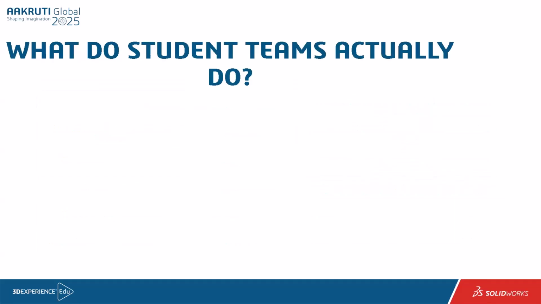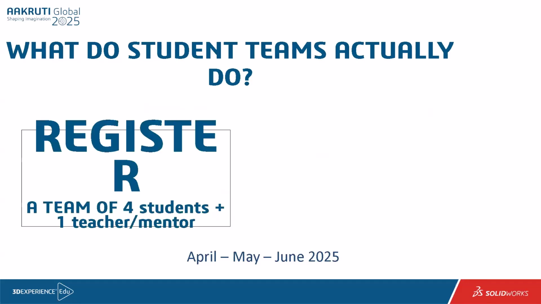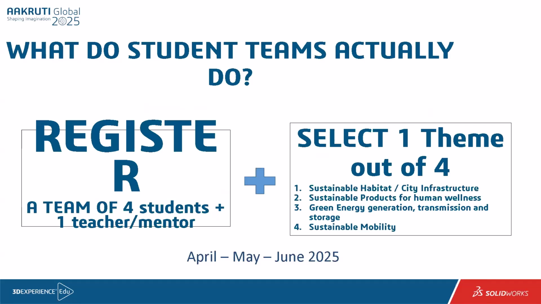So moving ahead, what do student teams actually do? So the first step is to register and choose your innovation direction by selecting one of our four sustainability focused themes. These themes will help you narrow your scope and spark ideas that create real world impact. Choosing the right theme is like choosing your mission. So discuss, brainstorm, and pick the one you truly believe can make a difference. So the first step, we can see, is registration, right?